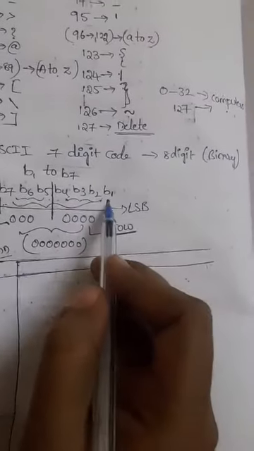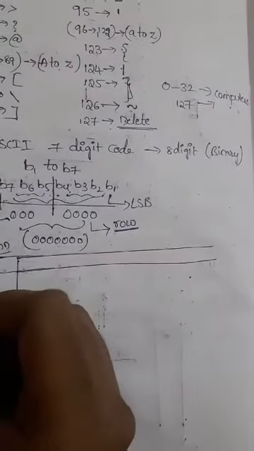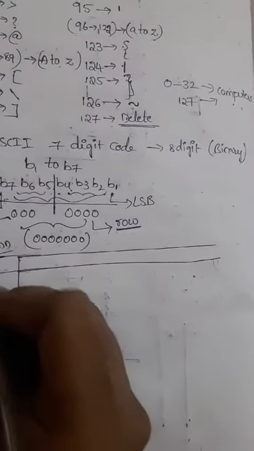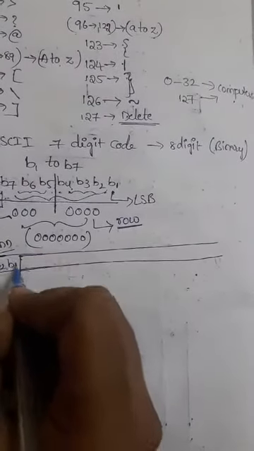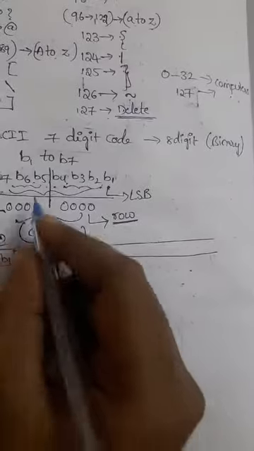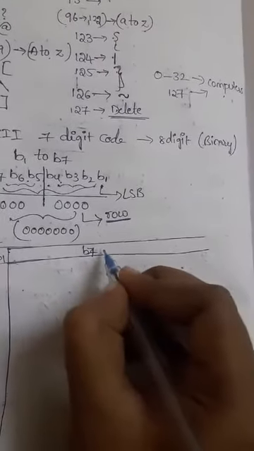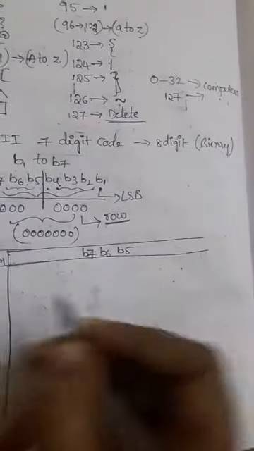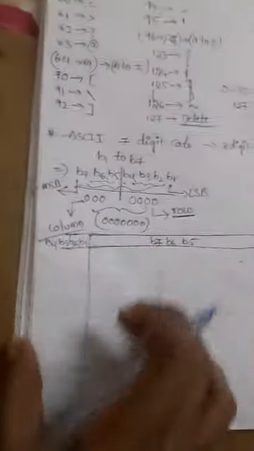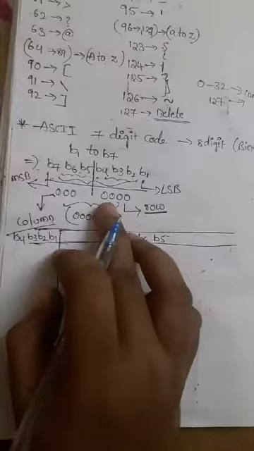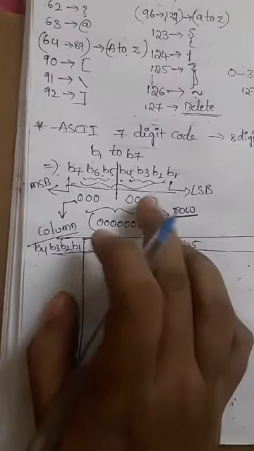So here B1 to B4 we can represent as row bits. So B4, B3, B2, B1, and B5, B6, B7 we can represent as the column bits. How to represent column bits and row bits, I already explained here, that is represented in binary.